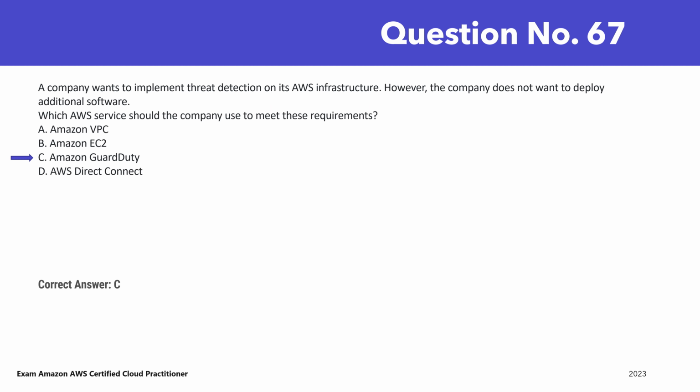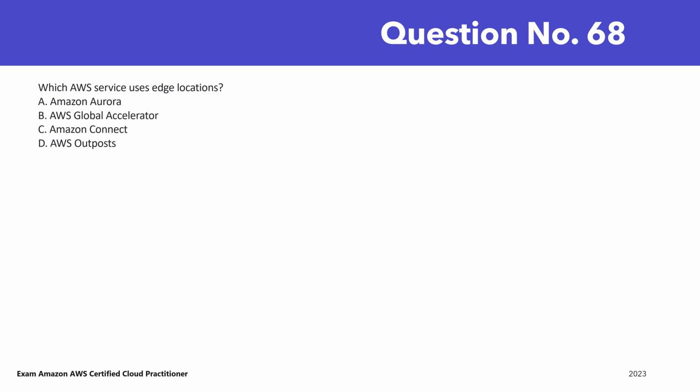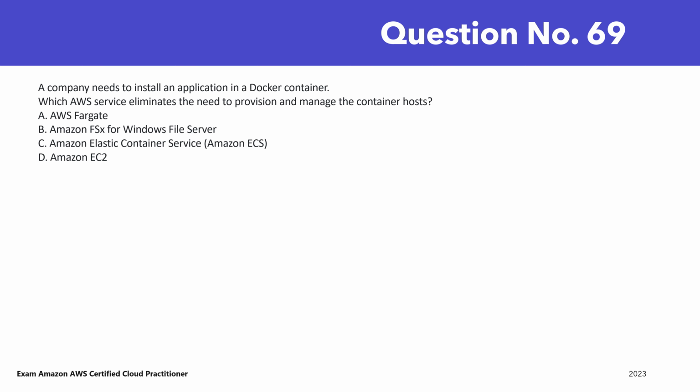Correct answer, C. Which AWS service uses edge locations? A. Amazon Aurora. B. AWS Global Accelerator. C. Amazon Connect. D. AWS Outposts. Correct answer, B.